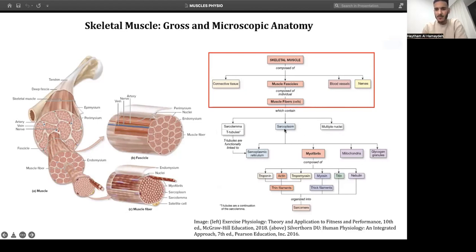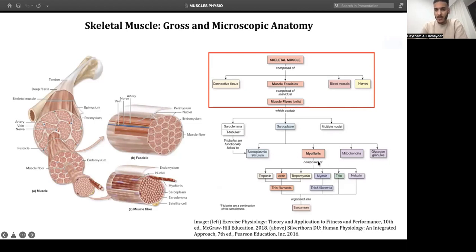The sarcoplasm contains a lot of things. Part of it is the sarcoplasmic reticulum, the myofibrils, the mitochondria, which are also important for a lot of ATP production, and glycogen granules, because glycogen is broken down into glucose as a source of energy.